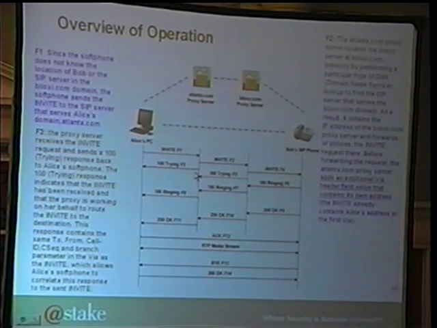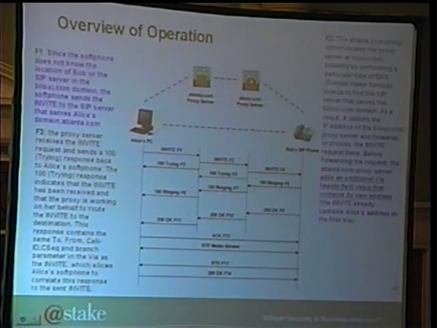The next thing to do is for the proxy server to determine where it needs to forward the initial invite Alice sent. Now, the proxy server looks at the DNS and understands that it needs to forward this invite to the biloxi.com proxy server.